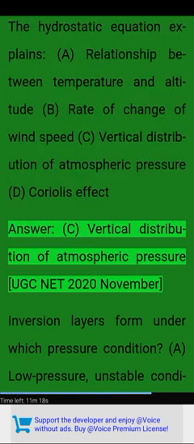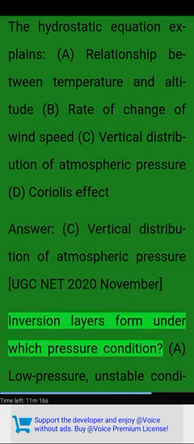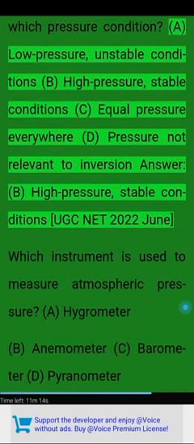Vertical distribution of atmospheric pressure. UGC NET 2020 November. Inversion layers form under which pressure condition? A. Low pressure. Unstable conditions. B. High pressure. Stable conditions. C. Equal pressure everywhere. D. Pressure not relevant to inversion. Answer: B. High pressure. Stable conditions.